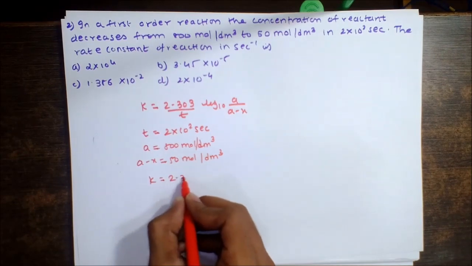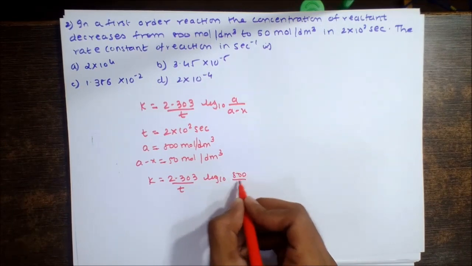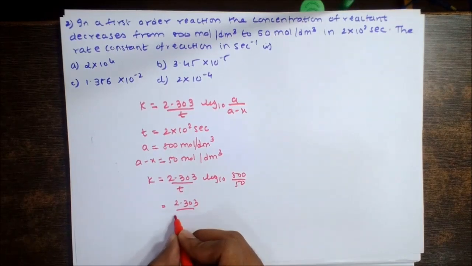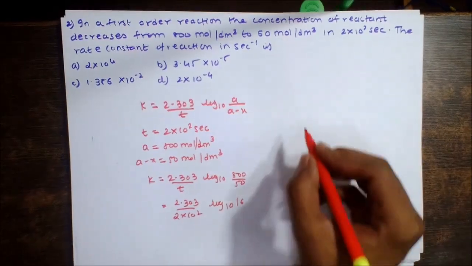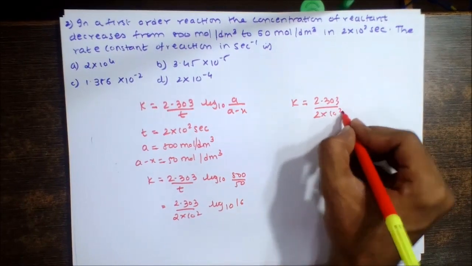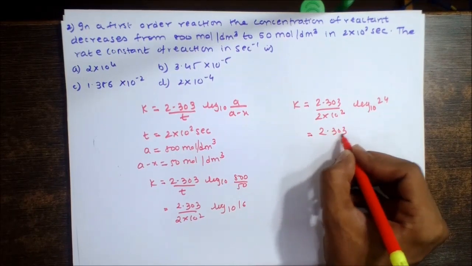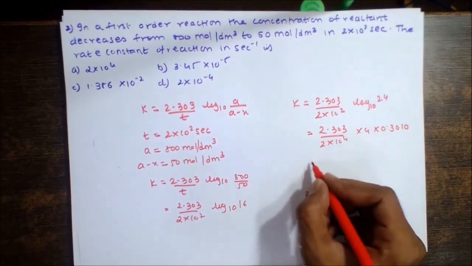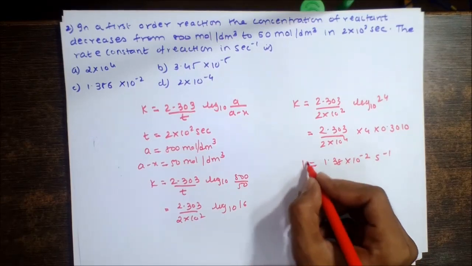So k equals 2.303 upon t log to the base 10 of 800 upon 50, which comes out to be 2.303 upon 2 into 10 raised to 2 log to the base 10 of 16. k equals 2.303 upon 2 into 10 raised to 2 log 2 raised to 4 to the base 10, which is 2.303 upon 2 into 10 raised to 2 into 4 into 0.3010, which will be equal to 1.38 into 10 raised to minus 2 per second.